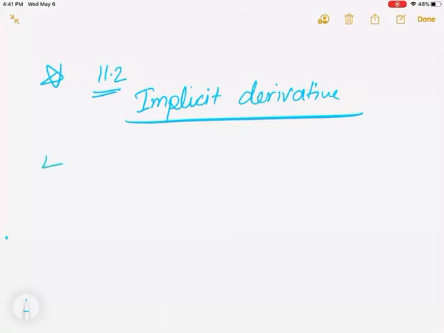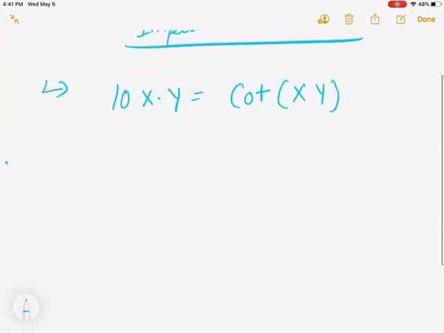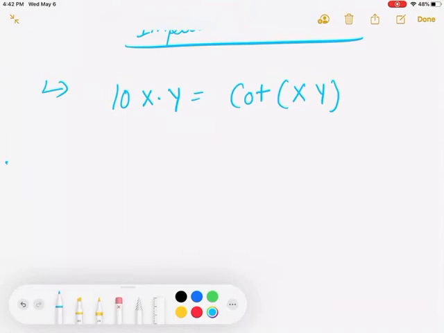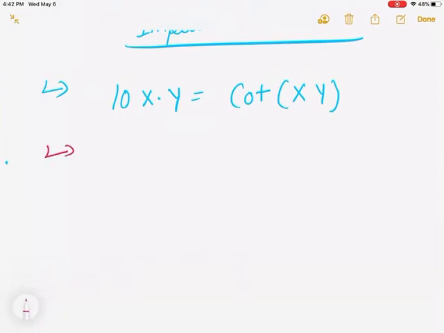First, don't forget to have those derivative rules handy, because in order to apply them you have to have them handy, okay? All right, this is my first example. I have 10 times x times y equal to cotangent of xy. Normally we just take the derivative of the right-hand side if the equation is already equal to y. This one has x and y mixed up on both sides, so we just take the derivative on both sides. I'll start with the left-hand side.